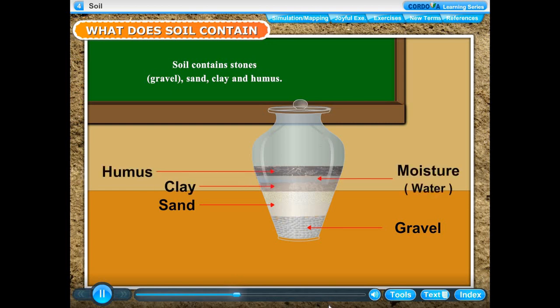It is the heaviest layer. Above the layer of gravel, we find a layer of sand. Above the sand, we find clay. The water above the layer of clay is not clear. Dead leaves, twigs, and parts of dead insects float on the water. This is called humus. It makes the soil fertile. This shows that soil contains stones, gravel, sand, clay, and humus.